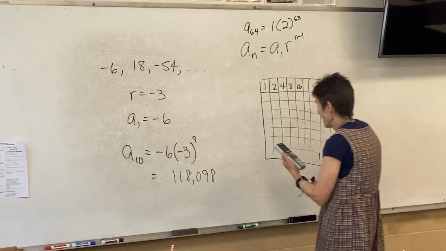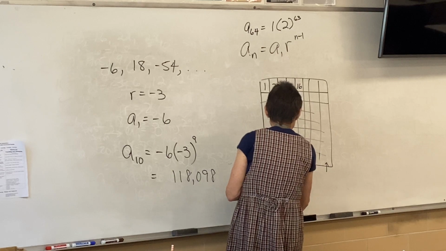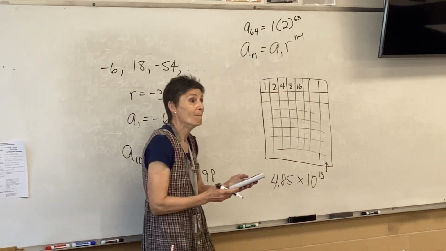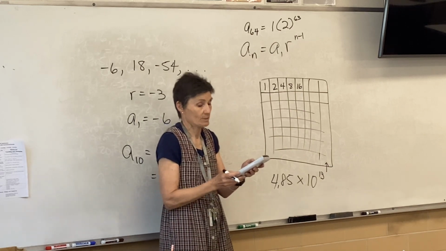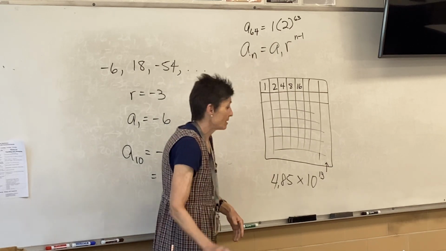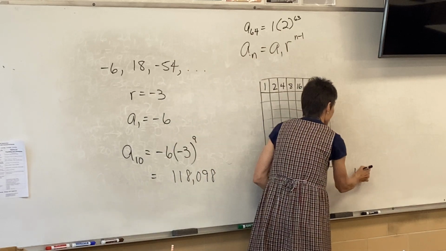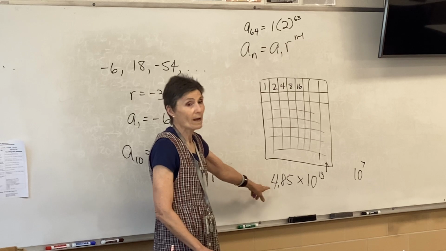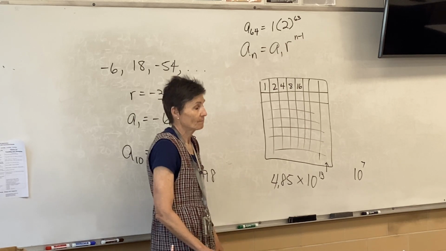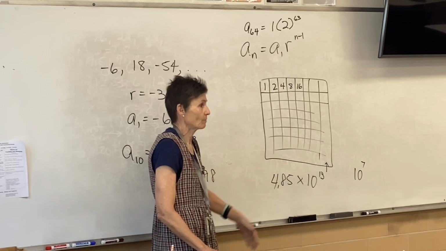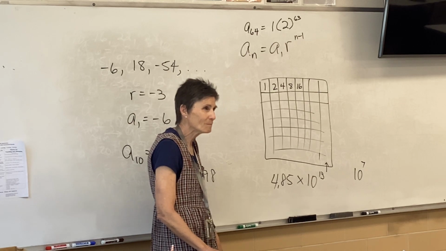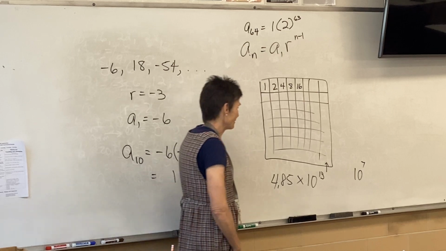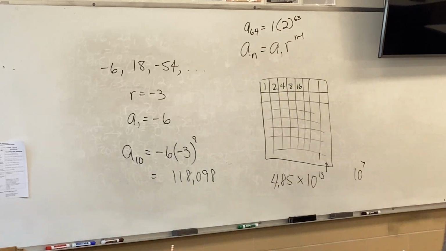Guys, that's 4.85 times 10 to the 13th miles of checkers. Keep in mind that the sun is 10 to the 7th. This is way past the sun, right? It's the sun squared almost. Isn't that incredible? Absolutely incredible.